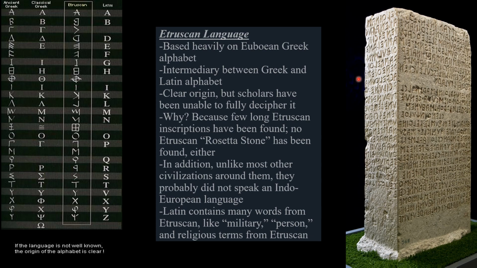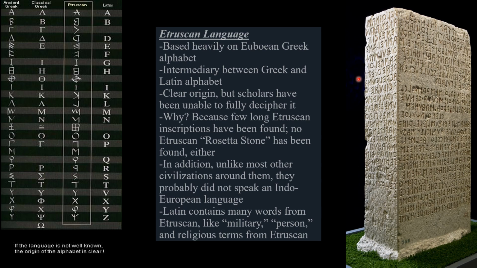In addition, and this is what I think is very interesting and what makes the Etruscans so mysterious, unlike most of the other civilizations around them, like the Romans and their predecessors, like the Terramare, the Etruscans don't seem to have spoken an Indo-European language. As you remember from previous videos, the Indo-European people moved through Western Europe, including the Italian peninsula. Languages like Latin and Greek are both Indo-European languages, meaning they come from the Proto-Indo-European language. But for whatever reason, the Etruscan people don't seem to have spoken an Indo-European language.